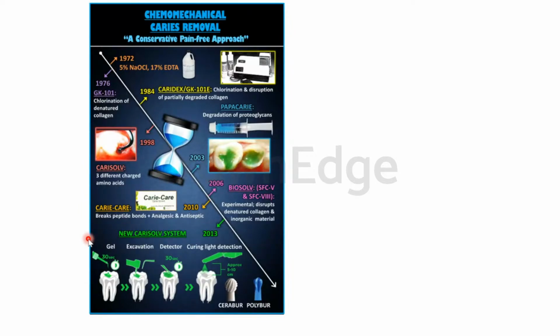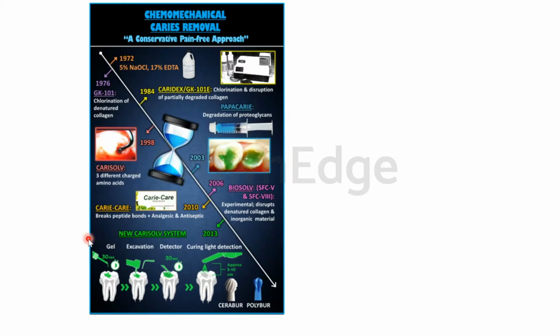So it all started off. This is a timeline poster that I made. I want you to just listen for 5 to 10 minutes so that I can give you a lot of information on chemomechanical caries removal. Okay. So it all started off way back in 1972. There was an increasing trend and need for preserving natural tooth structure, and as the name suggests, chemomechanical caries removal.